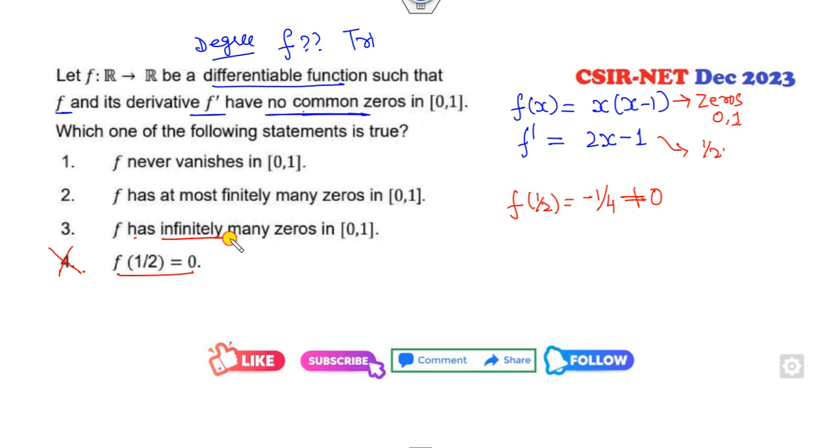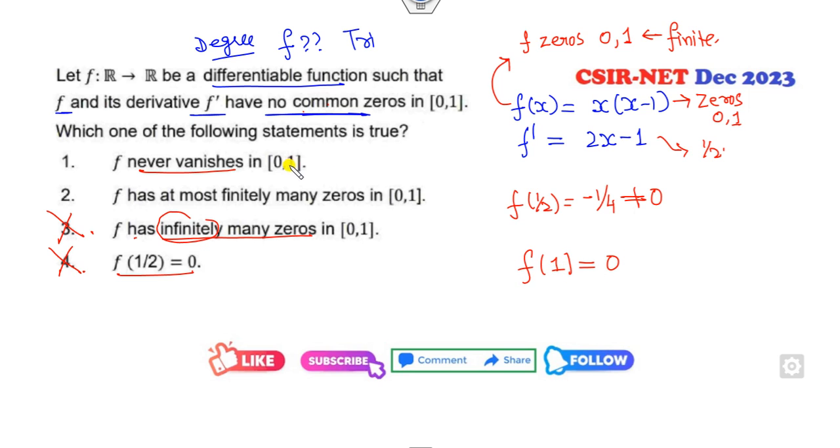One option says f has infinitely many zeros, but you can see how many zeros f has. It has only 2 zeros. That means it has finitely many zeros, but the option said infinitely many zeros. Another option says f never vanishes in the closed interval 0, 1. But that's wrong. F of 1 will be 0 and 1 belongs to this interval. So this option is also cancelled. At most finitely many zeros. Yes, it has finitely many zeros. B is my right answer for this problem.